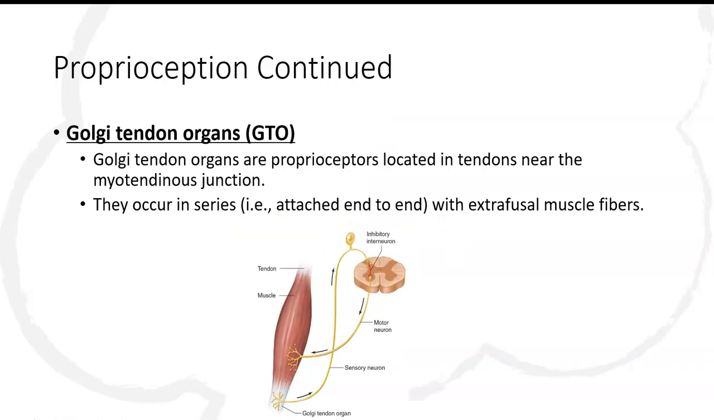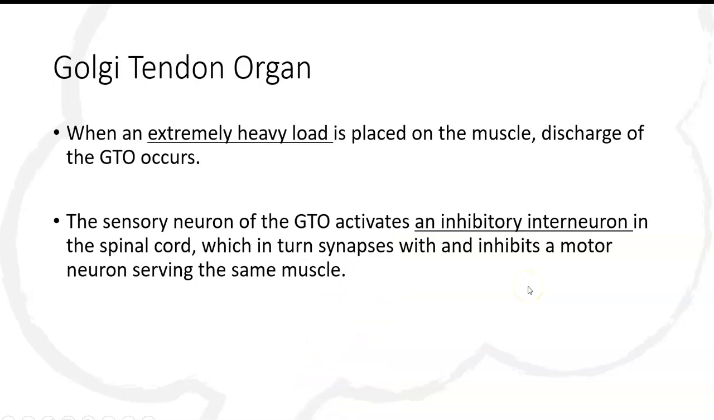Okay. Continuing on with the concept of proprioception, what are Golgi tendon organs? The Golgi tendon organs are proprioceptors located in the tendons near our myotendinous junction. So where the muscle meets the tendon, right here. So this is a tendon, where's the muscle? They like to sit randomly right here. They occur in a series attached end to end with what's called extrafusal muscle fibers. So they detect changes at the junction of the muscle fiber with the tendon.